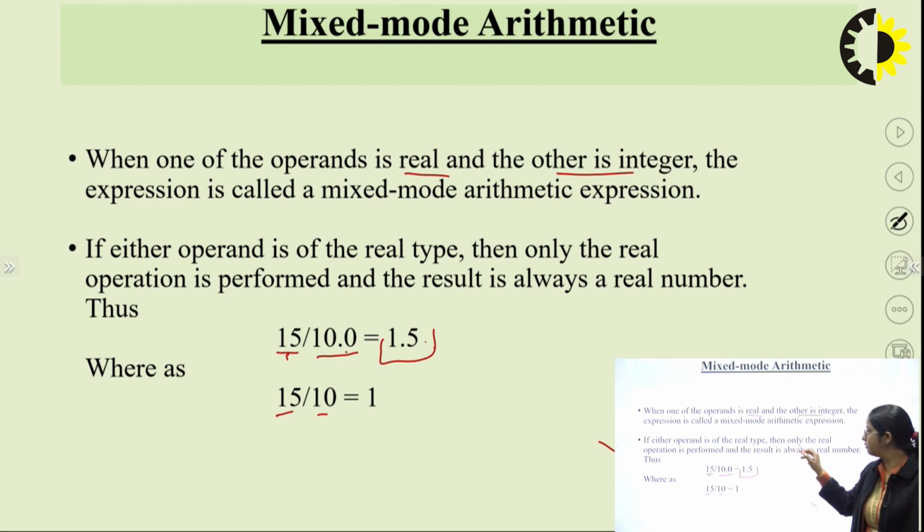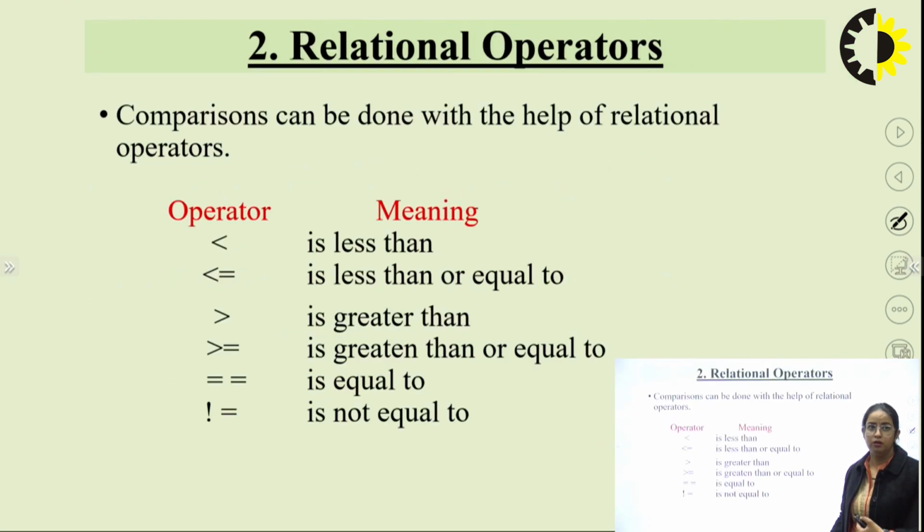If one operand is of real type, then the real operation is performed and the result is always a real number. The result must be a real number. In mixed mode arithmetic, you have to focus on one thing: you can take operands of different types, real or integer, but the output must be of real type. You cannot take this one. So this is wrong and this is the correct output. Hope you have understood this mixed mode arithmetic.